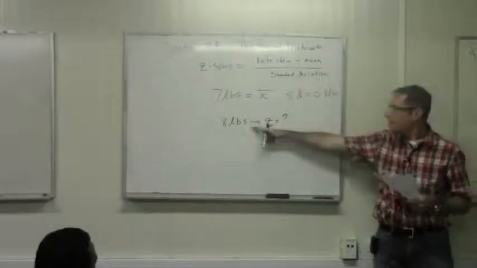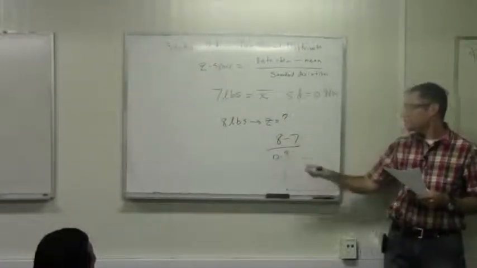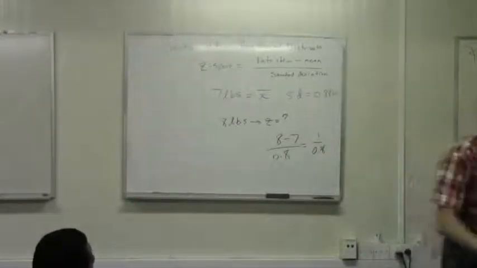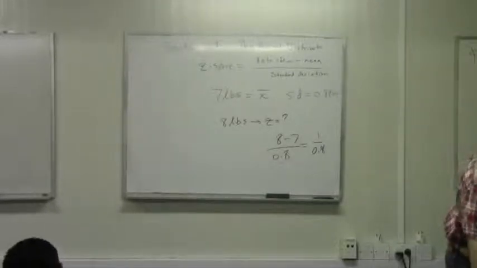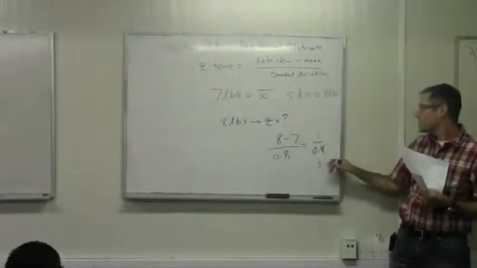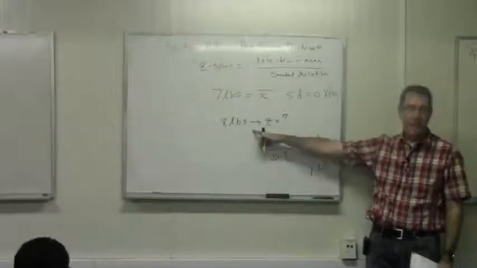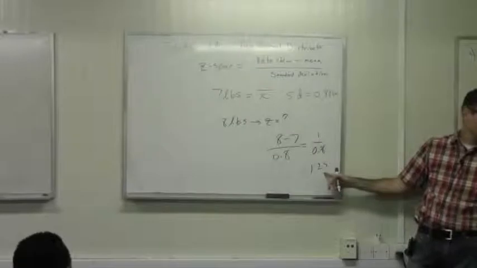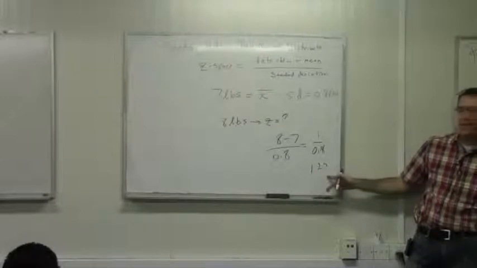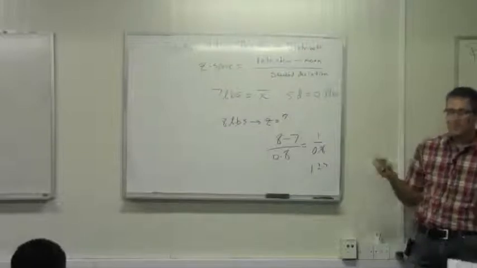Plug it in. 8 minus 7 divided by 0.8. 1 divided by 0.8 is what? 1.25? So, a baby that has a weight of 8 pounds is a little bit more than 1 standard deviation away from the average baby. Okay? Meaning that he's in that 95% versus 68%. That's cool. 98% are there.